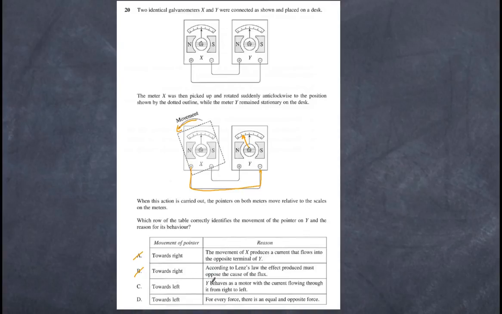Either C, Y behaves as a motor with the current flowing through it from right to left. Now that's correct, from right to left. Now, the next response, for every force there is an equal and opposite force. Yes, that's true, but it actually doesn't explain why it moves. So the answer is actually C. The needle moves towards the left because the galvanometer behaves like a motor and the current is moving through it from the right side to the left side.